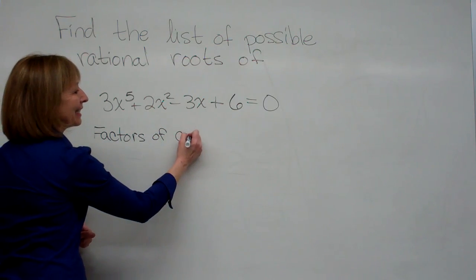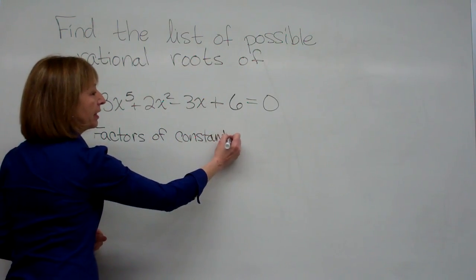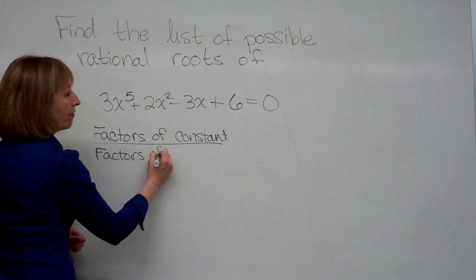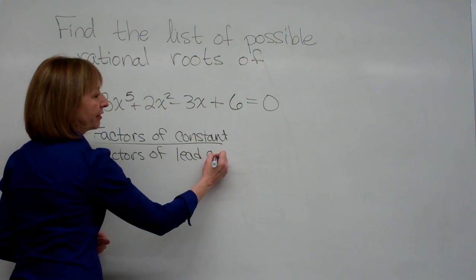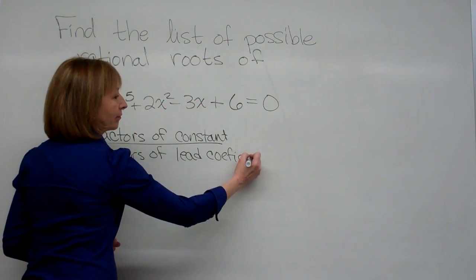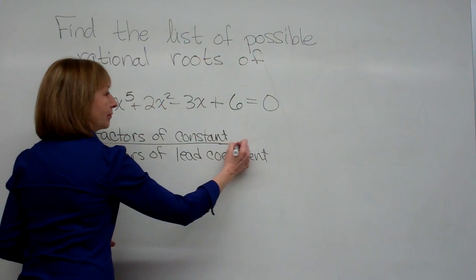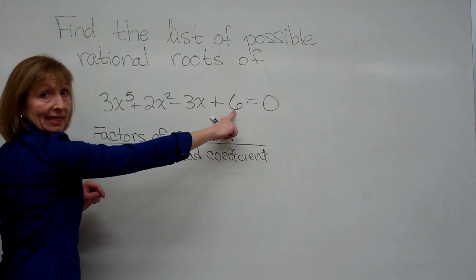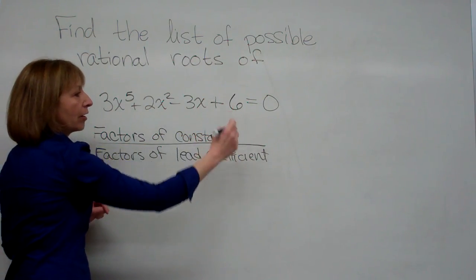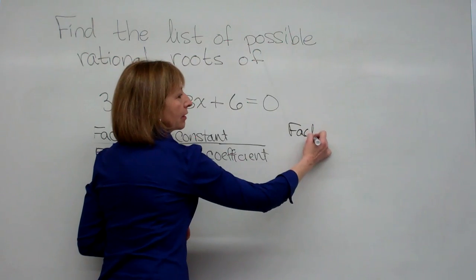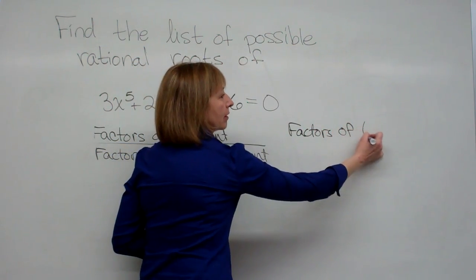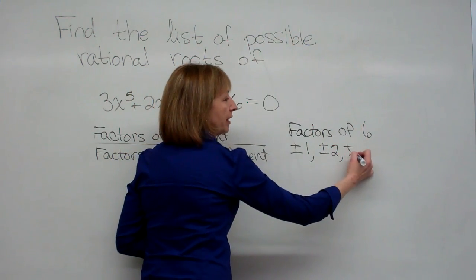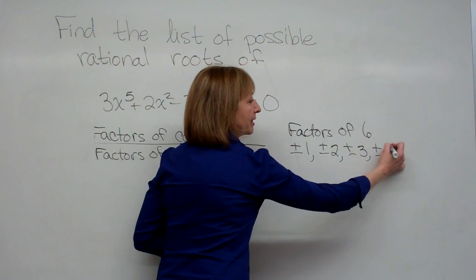So the list of possible rational roots is formed by finding the factors of the constant term divided by the factors of the lead coefficient. Okay, so here my constant term is 6. The factors of 6 are plus or minus 1, plus or minus 2, plus or minus 3, and plus or minus 6.